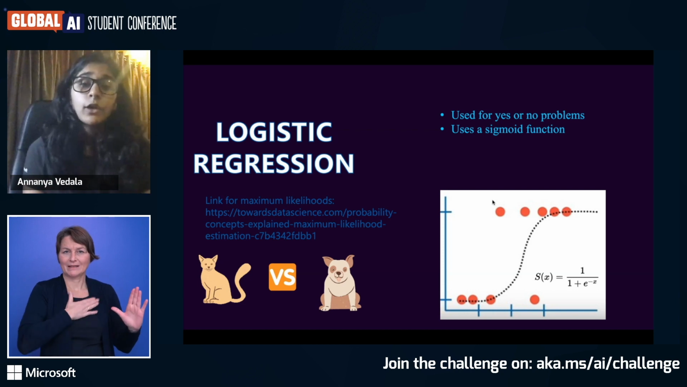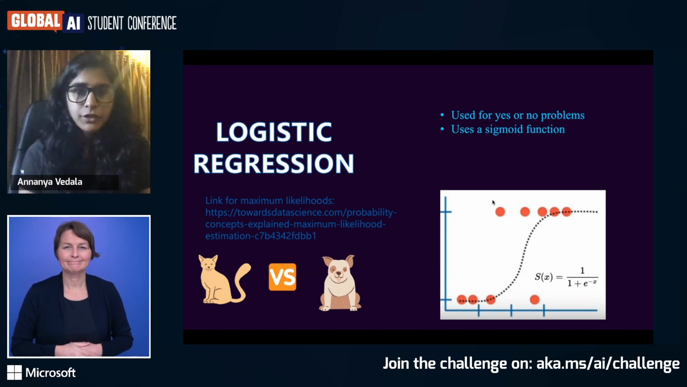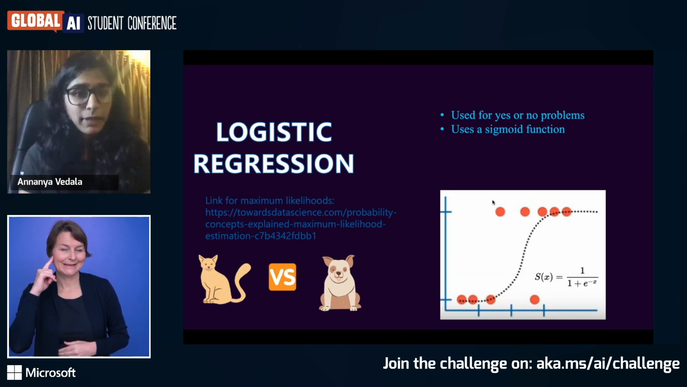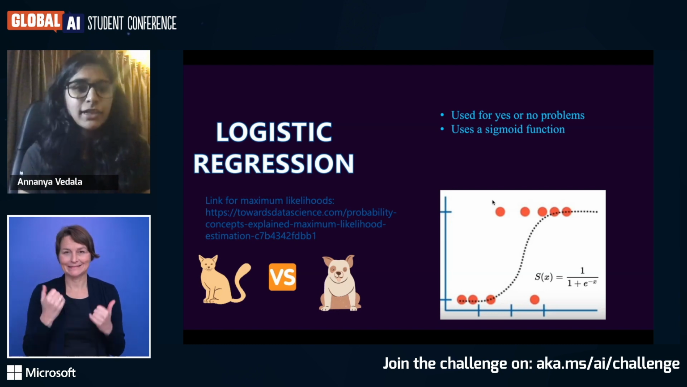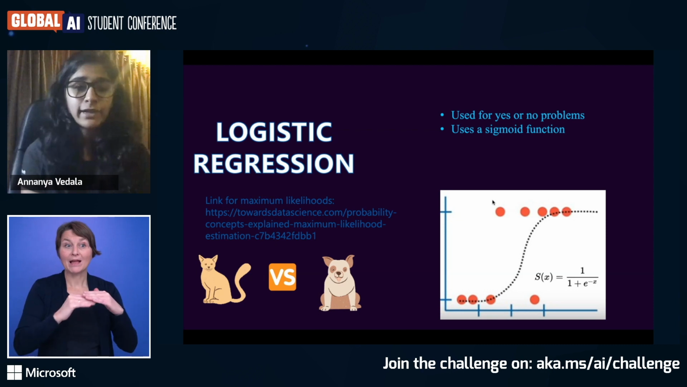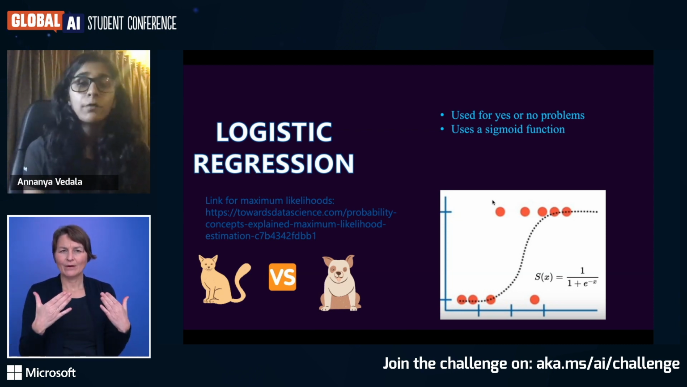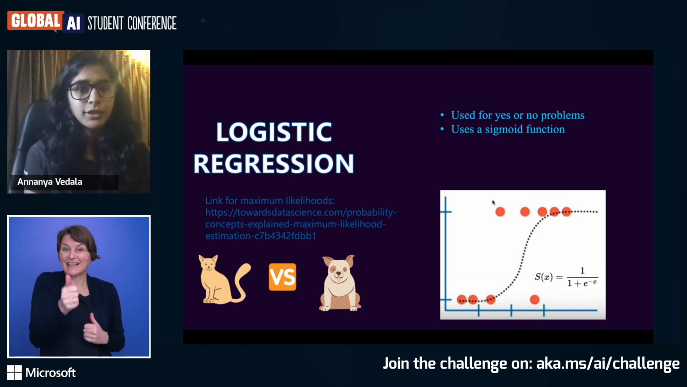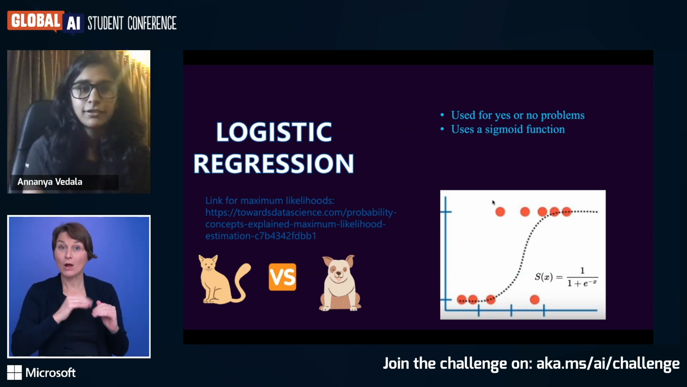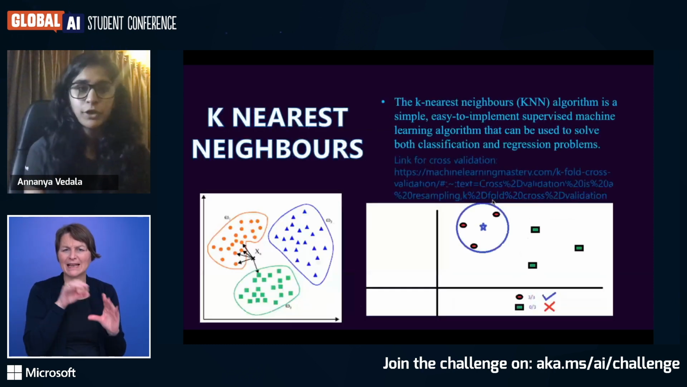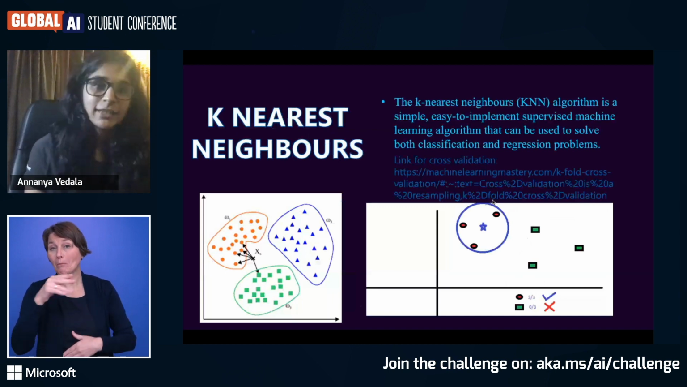And in order to get the perfect sigmoid function, we use something called the maximum likelihood concept. A lot of math goes into that as well. I've provided a link here, and you can go there and read more about it. I will be adding all of the links to the resources page as well, and you can visit them if you want to know more about maximum likelihoods.